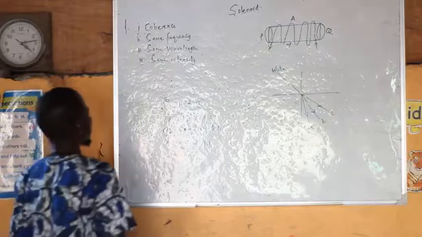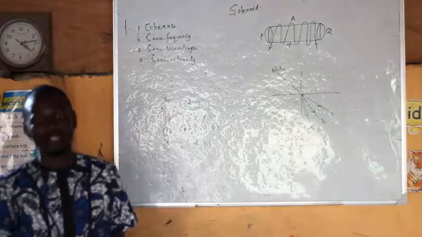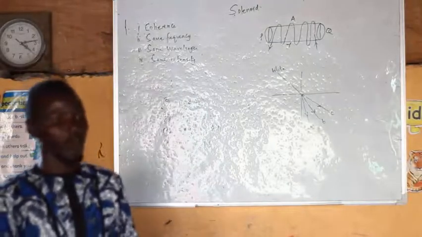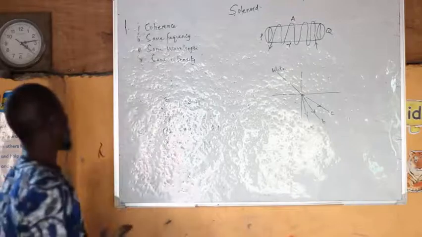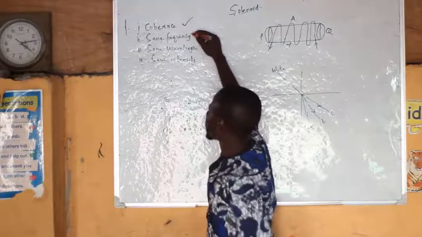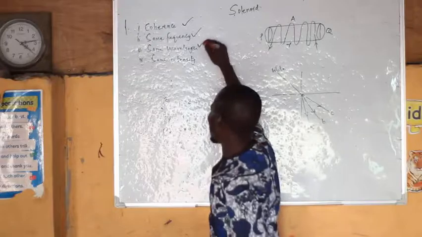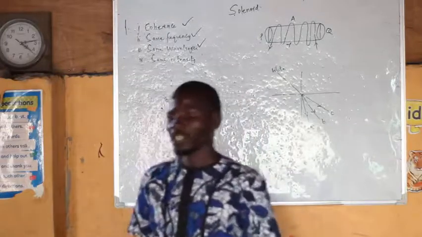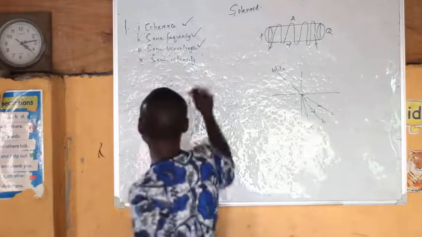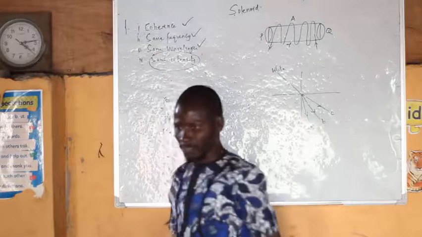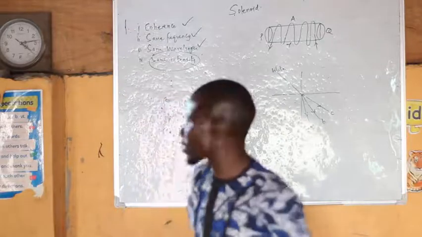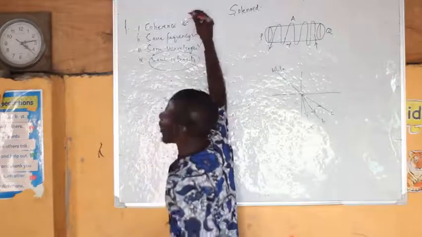Now, what is an interference fringe? This is just talking about a wave. In this aspect, your answers are coherence, same frequency, and same wavelength. Interference does not occur when there is the same intensity. Is that clear?